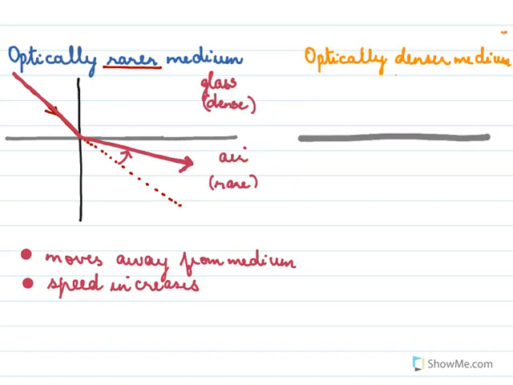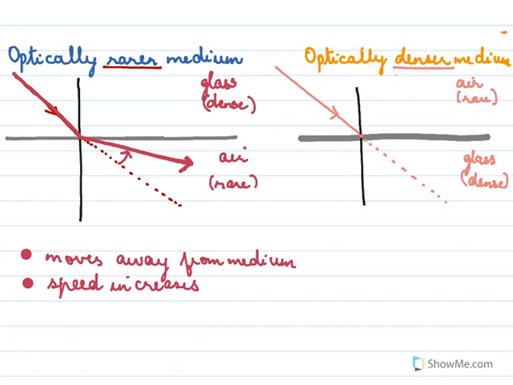Next, let's see when light travels into a denser medium, like from air, which is a rare medium, it now enters glass, which is a dense medium. So the light would travel first in a straight line, and on reaching this interface of air and glass, this is the normal, the perpendicular, it should have normally traveled in a straight line. This would have been its original path. But now it is entering a denser medium. So it moves towards the normal.